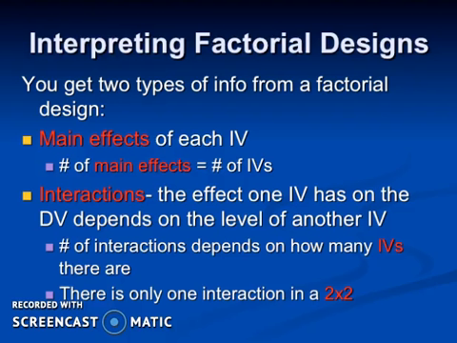So if we added a third independent variable, such as whether or not someone exercised, which could also influence happiness, and I had two levels. They either do exercise or they don't exercise. So now I have three independent variables.